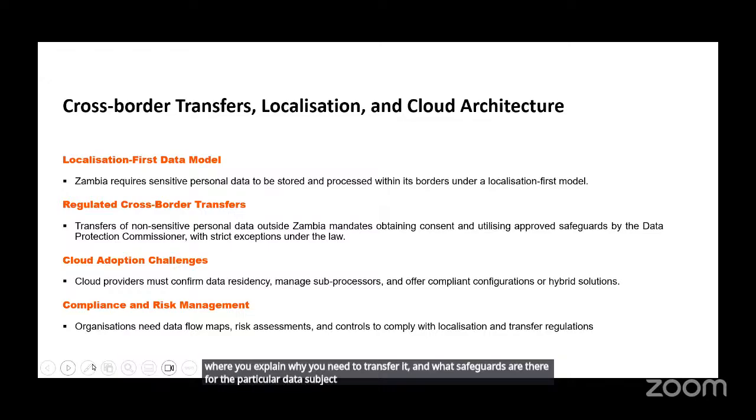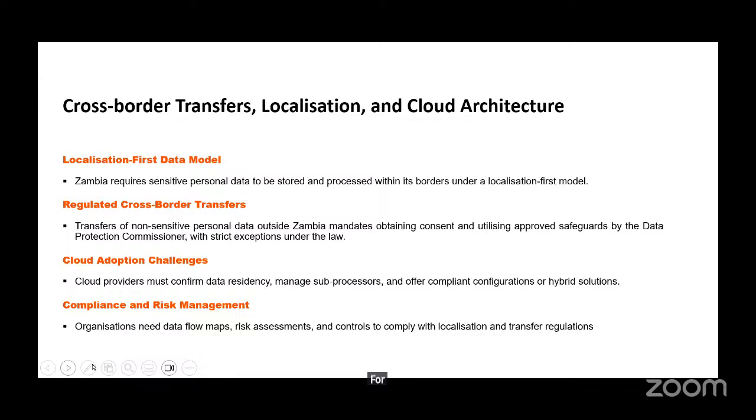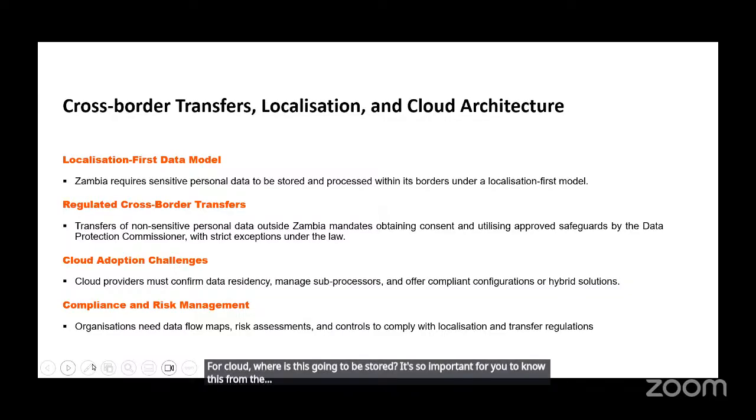What countries is this going to be transferred to? For cloud, where is this going to be stored? It's so important for you to know this. That's why I had mentioned the governance. When you're doing your risk assessment, you know what's going on. When I said third-party processors, the vendors, you need to understand what's going on, because when you are making this application, the commissioner will be looking at these things.